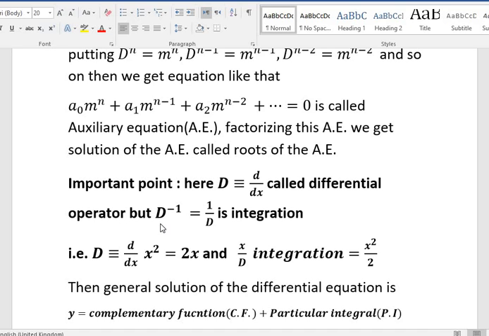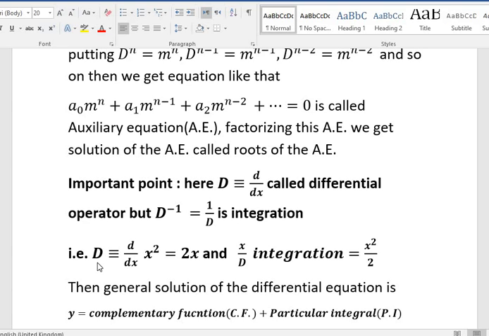But remember, if I write D power minus 1, that means the inverse of the derivative, or you can say 1 by D. It is called the inverse of the derivative, and you know the inverse of the derivative is the process of integration, because integration is the reverse process of the derivative. So D power minus 1, or D inverse, or 1 divided by D, means you have to integrate.